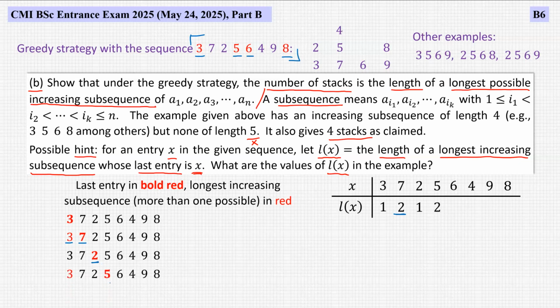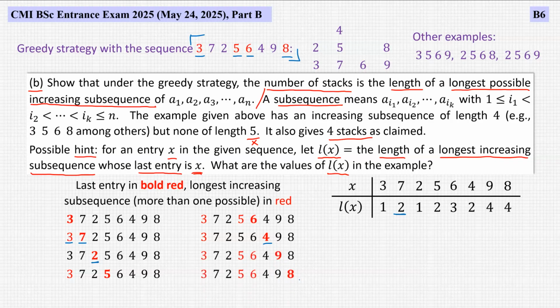As for 5, we have an increasing subsequence of length 2. And for 6, we have an increasing subsequence with length 3. And that length shrinks to 2 if it has to end with 4. And as for 9, the length becomes 4, and same goes for 8. So we have filled the table, but what is the significance of these values?